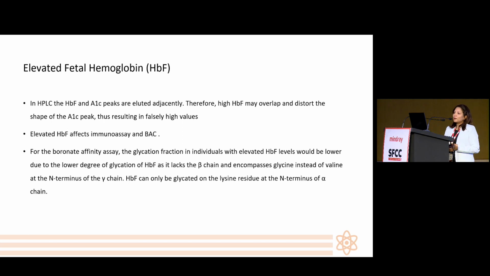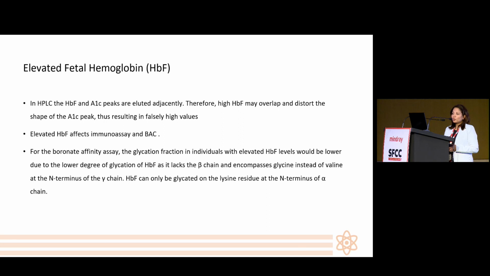Now next we'll talk about elevated fetal hemoglobin. Elevated fetal hemoglobin mostly affects the HPLC method, the immunoassay, and the boronate affinity chromatography. In HPLC, the HbF and the A1 peaks are eluted adjacently, so a very high level of HbF may overlap and distort the shape of A1c, leading to falsely high values.